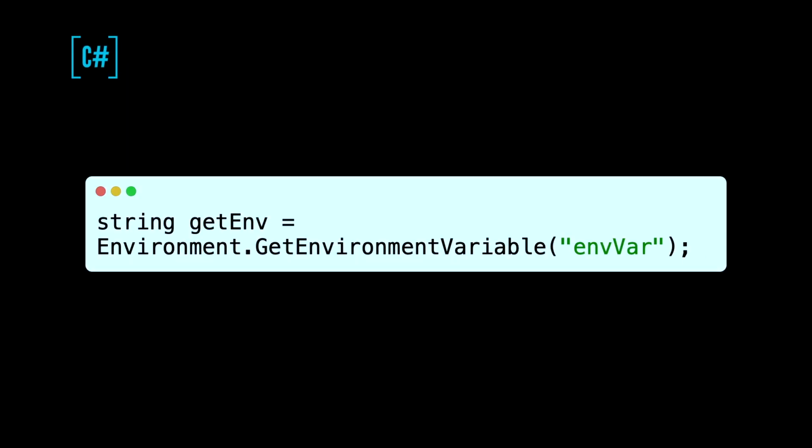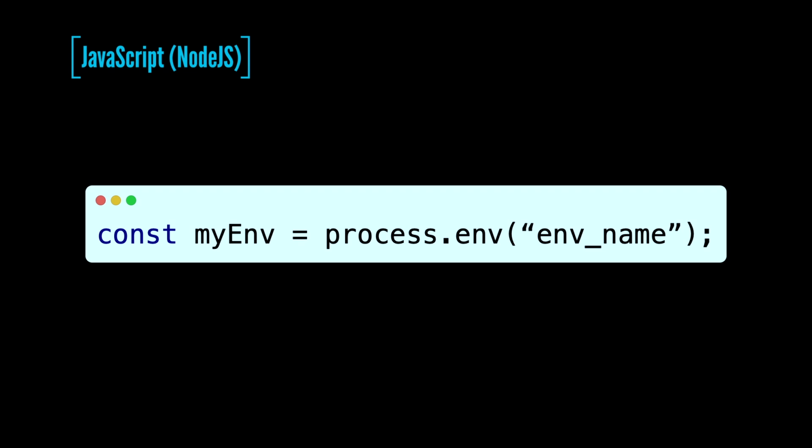In C#, it's Environment.GetEnvironmentVariable, and then the name of the environment variable that you want. And finally, JavaScript running in Node.js, it's process.env, and then the environment variable inside of quotes.